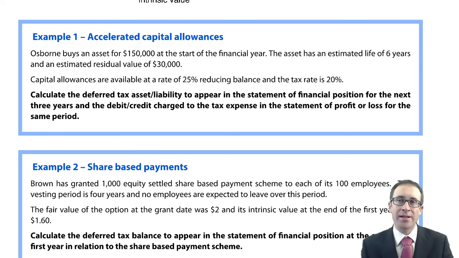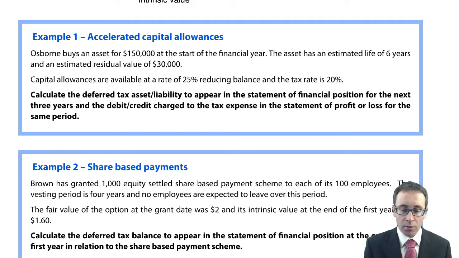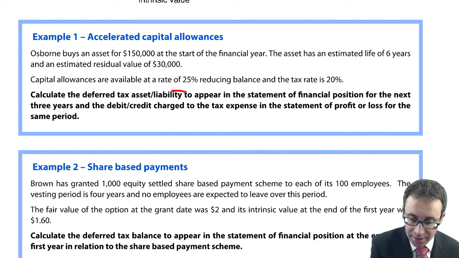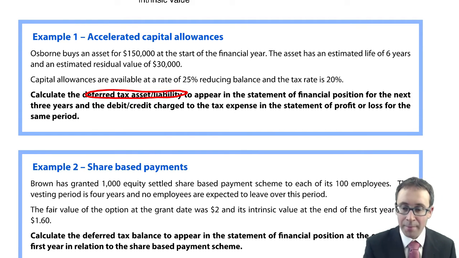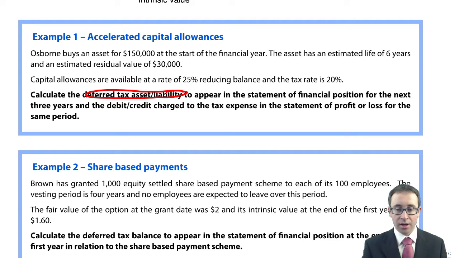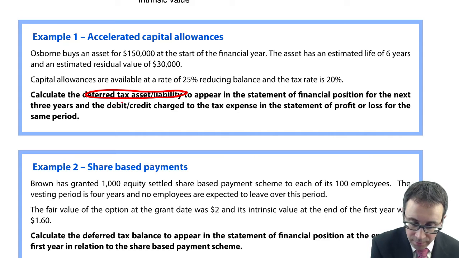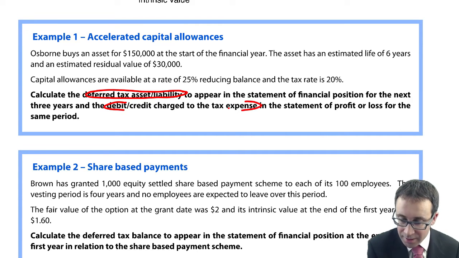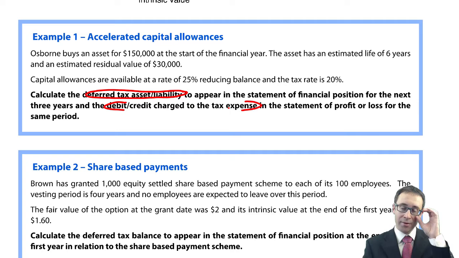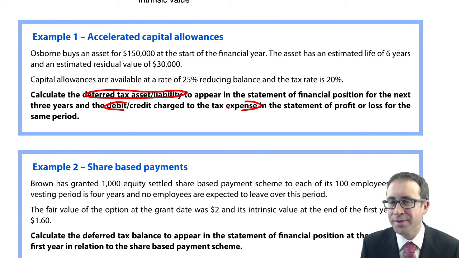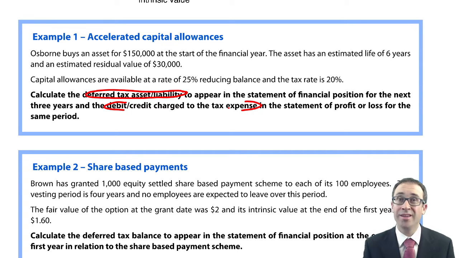To recap and get a better understanding before we progress any further, hey? So it says there, as the requirement, calculate the deferred tax asset or liability to appear in the statement of financial position for the next 3 years, and the debit or credit charged to the tax expense in the statement of profit or loss for the same period. So we need to work it for 3 years. I'll work it for 2, okay? You can work it for 3 and the subsequent years if you so wish. Once I've done 2 years, that's it. You should be reasonably happy.